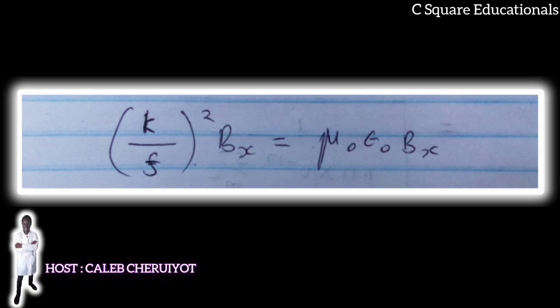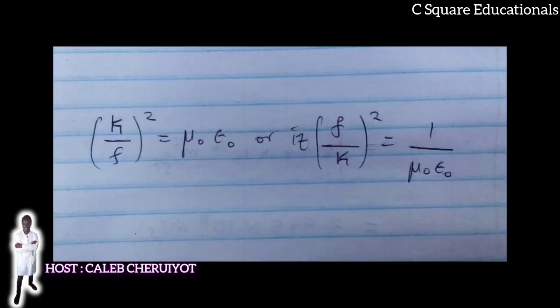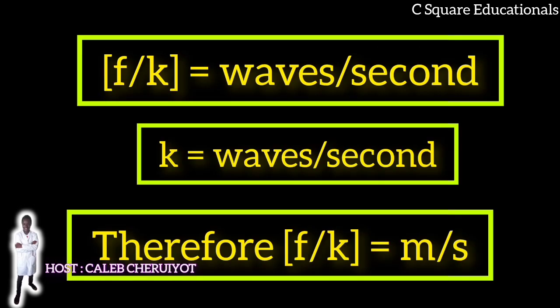And so the question we need to ask, does our ratio match the actual numbers of mu naught epsilon naught and the units? Then those are the exact functions that are going to solve Maxwell's equations. Now let us just look at the units of the ratio f over k as shown.